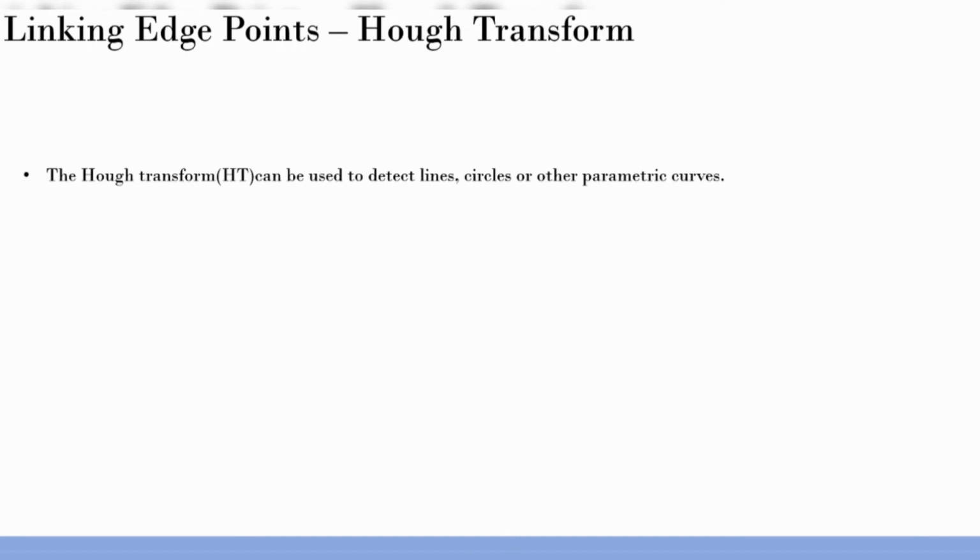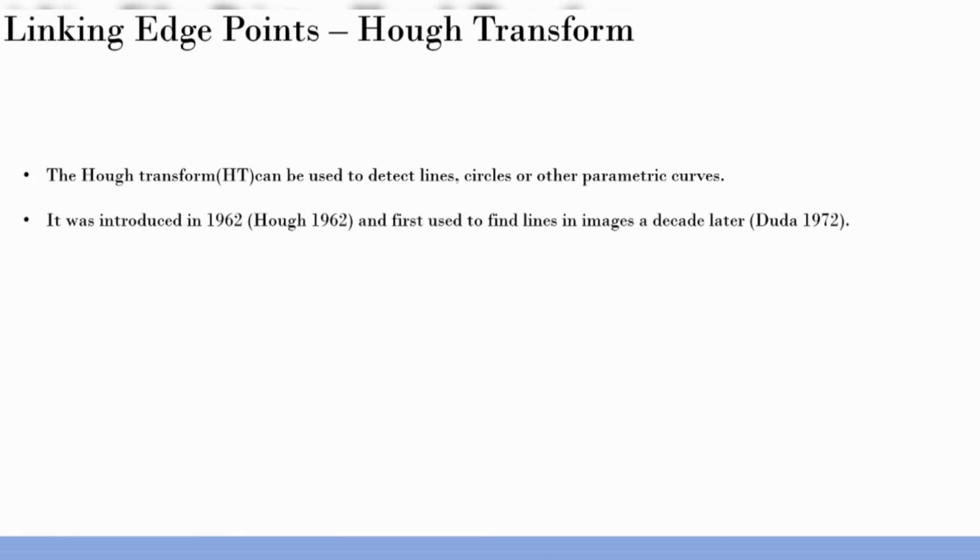Okay, so the Hough transform, as I said, even though it started as something which can be used to link lines in an image or detect lines in an image, you obviously can see that it can be easily extended to circles or any other parametric curves. So that's the one thing that should go into your mind. It was introduced way back in 1962 by Hough, and the first application in images, detection of lines, came a decade later by Duda in 1972. It's a classic paper in image processing.